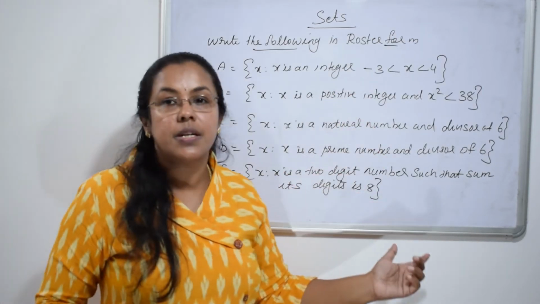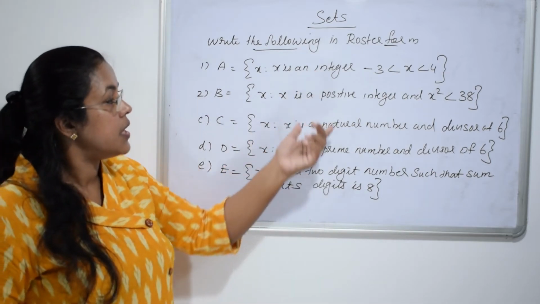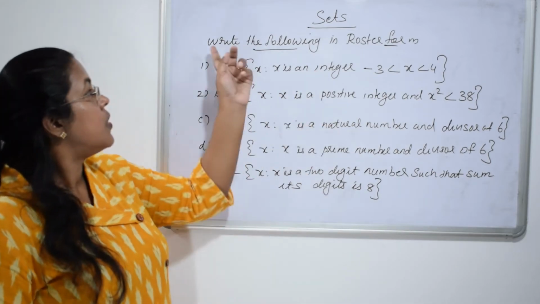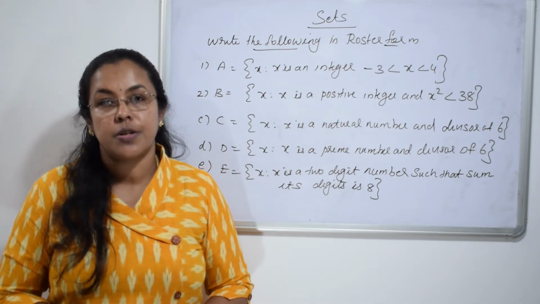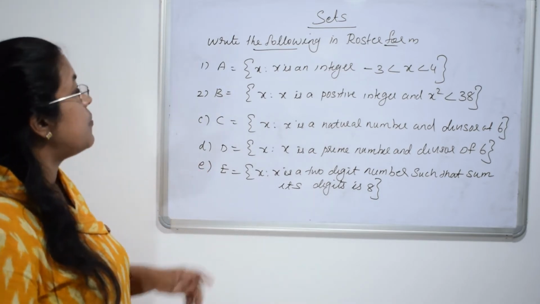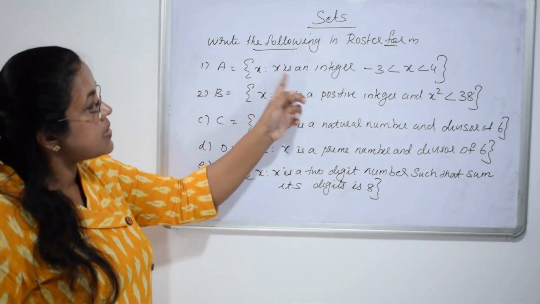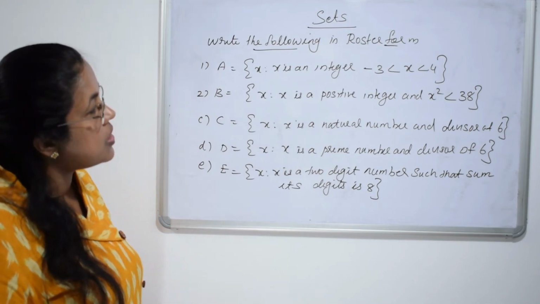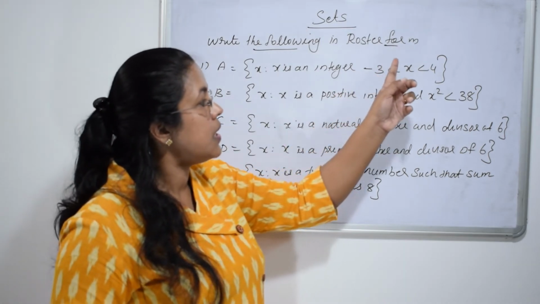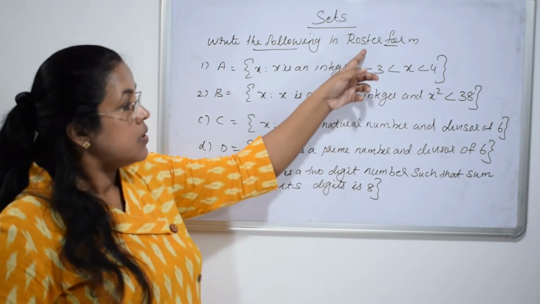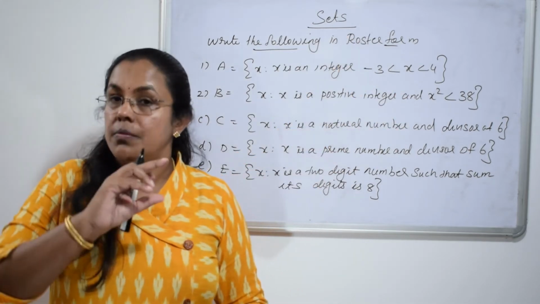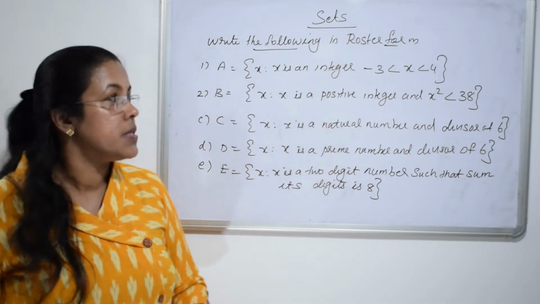Some questions are written here. They are written in set builder form. Write the following in roster form. You have to write it in roster form. Okay, first question. A is equal to x such that x is an integer and minus 3 is less than x less than 4. We have to write it in roster form, which means we have to list all the elements.